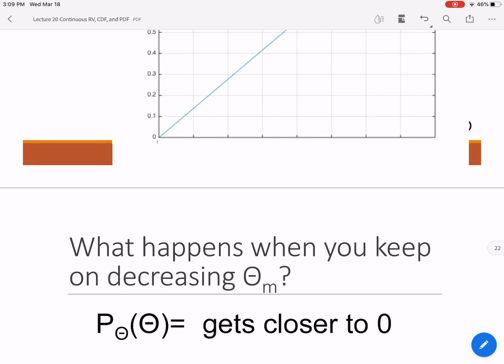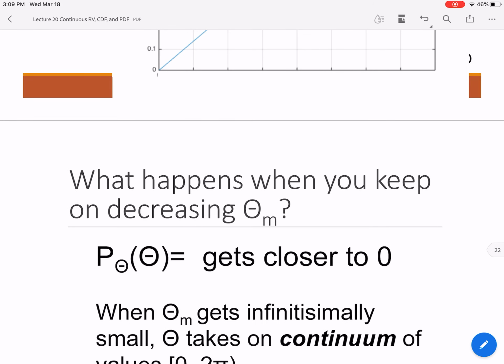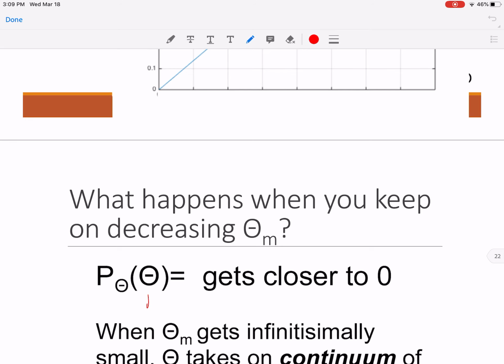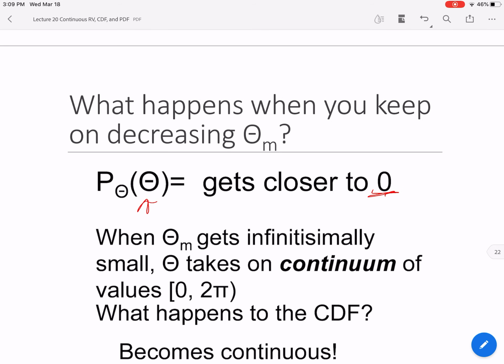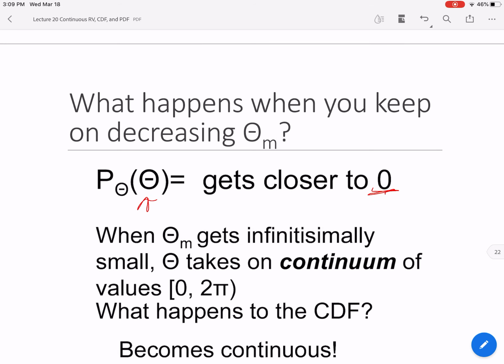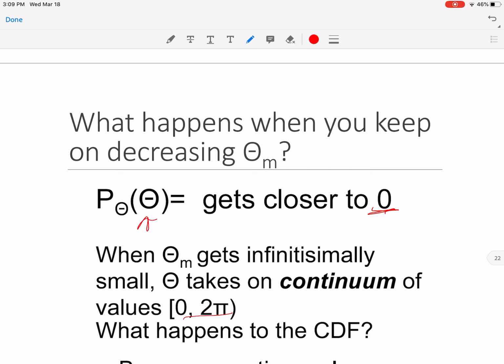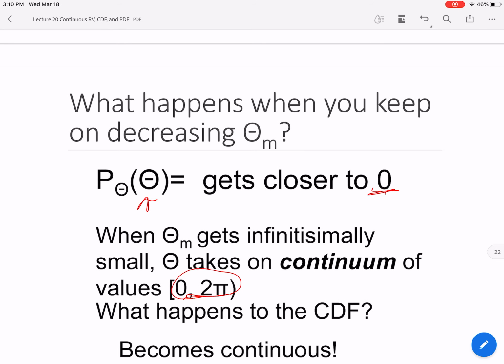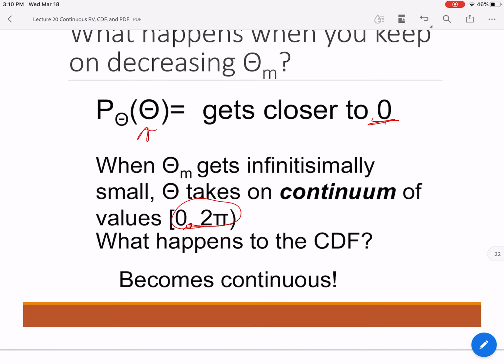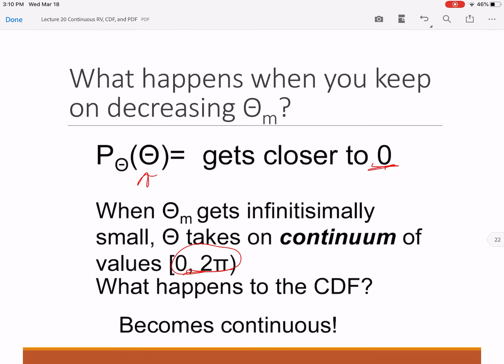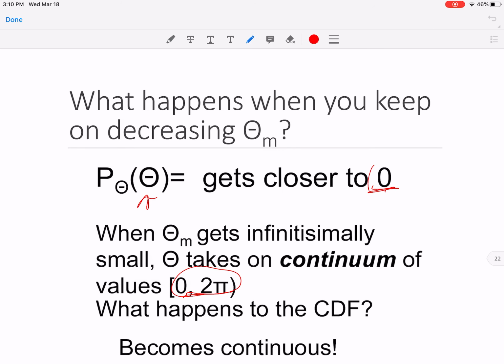So what happens when you keep decreasing theta of m? The probability that your pointer is going to stop at a particular angle gets closer to 0. Not only that, if theta of m were to take on infinitesimally small values, then theta takes on a continuum of values between 0 to 2 pi, meaning your pointer can stop at an infinite number of angles between 0 to 2 pi. And therefore, the probability that the pointer stops at a very specific point literally becomes 0.